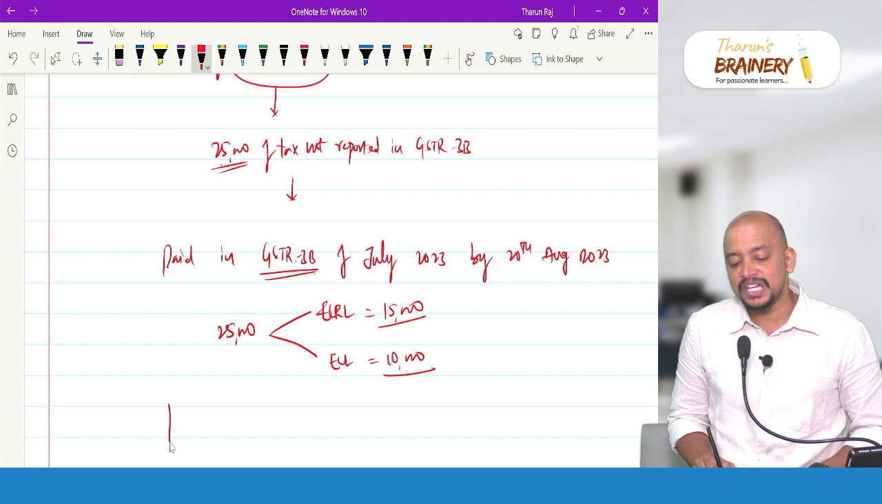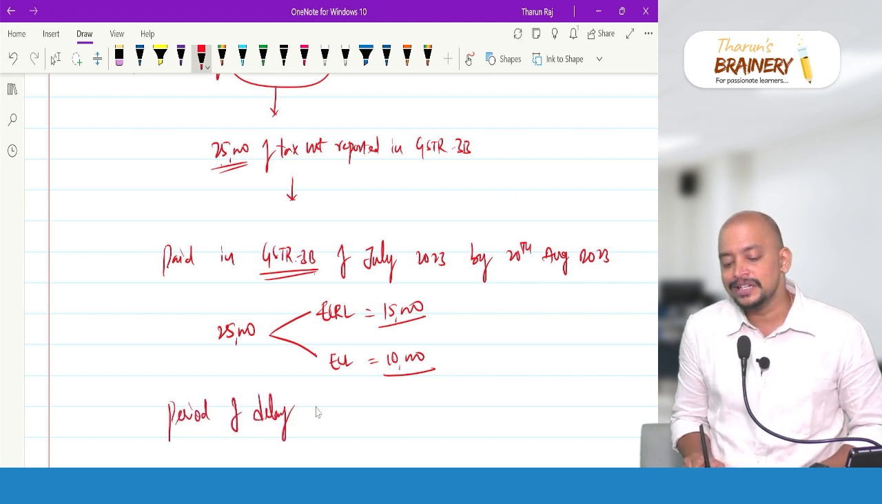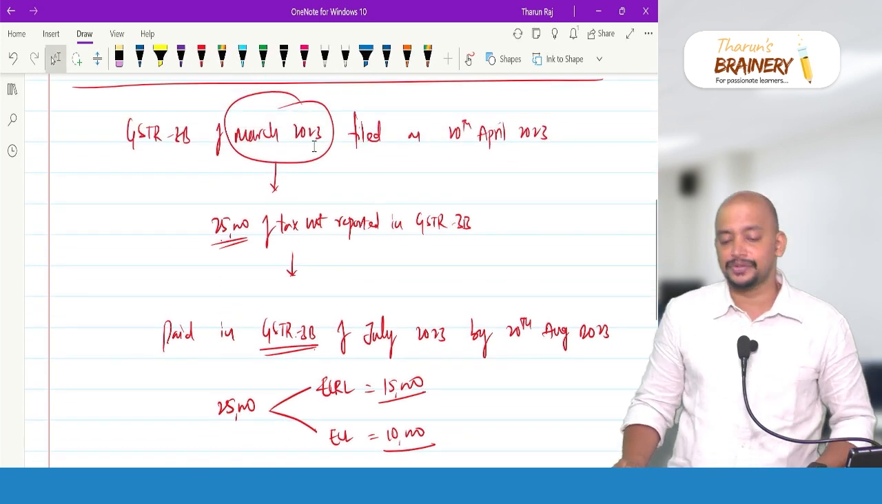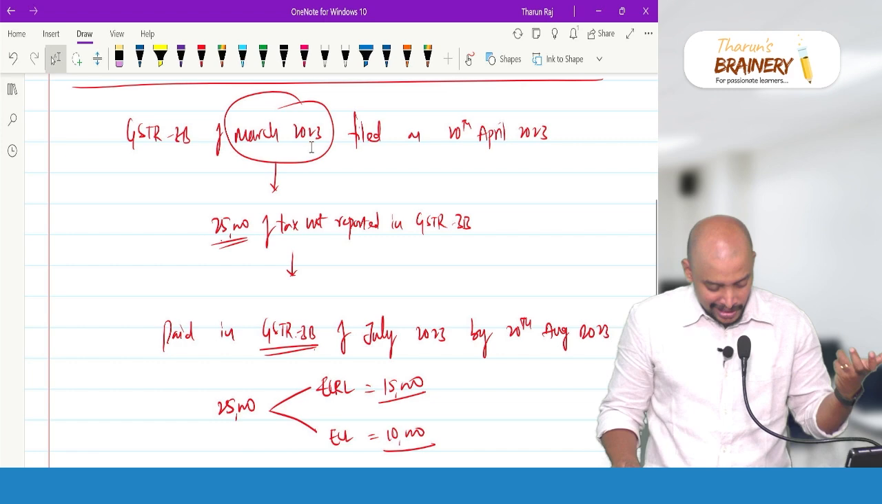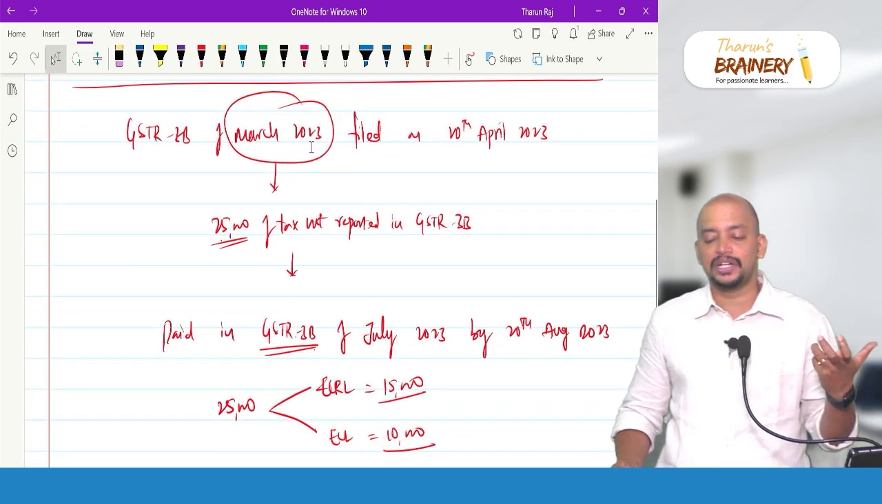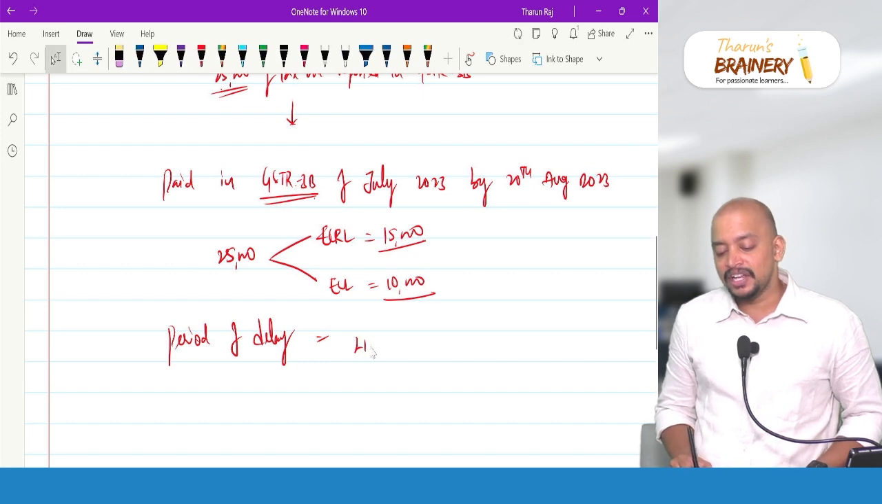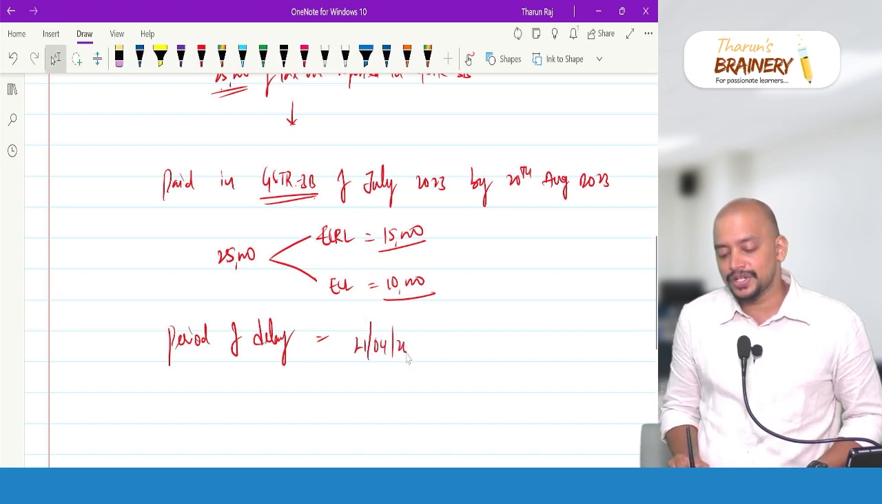So what is the period of delay? This 25,000 pertains to which period? March 2023. For March 2023, what is the due date? 20th of April 2023. So therefore we need to compute it from 21st April 2023 till the date of payment, that is 20th August 2023.